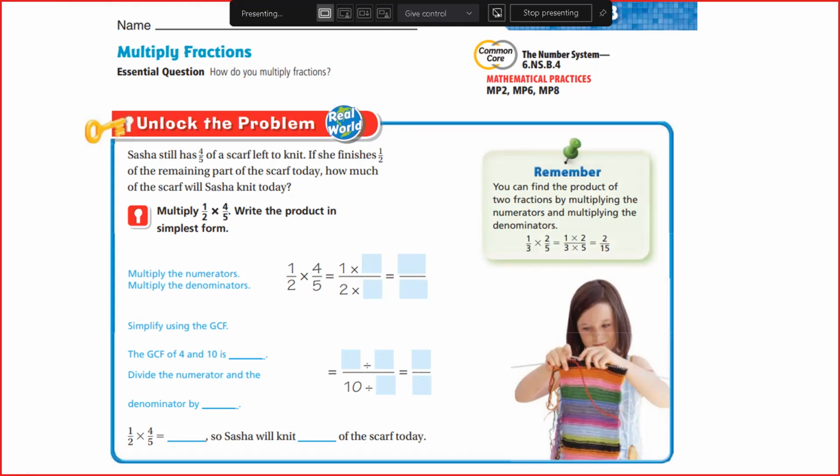Here now, she has 4/5 of the scarf left. Okay? Half of it she finishes today, and half of it will be tomorrow. So how much of the scarf will she knit today? The answer is half of 4/5. How will we multiply 1/2 by 4/5? What do you have to do here? First step, the question is 1/2 times 4/5.